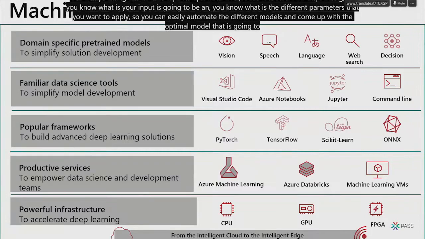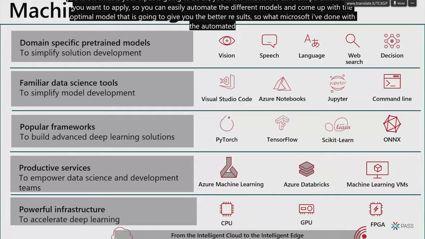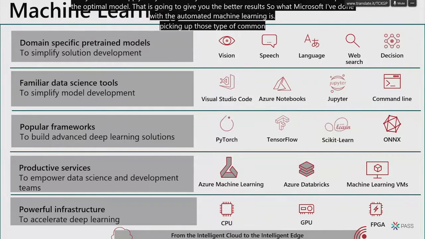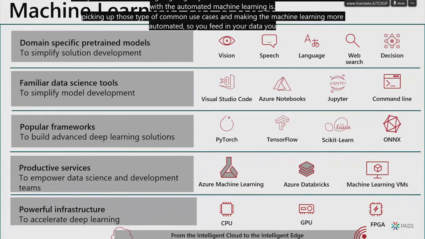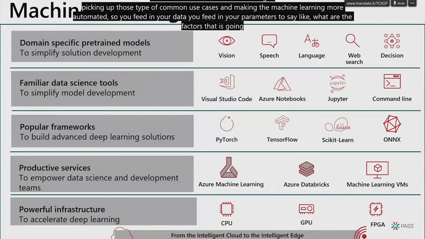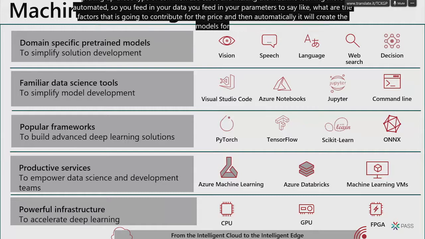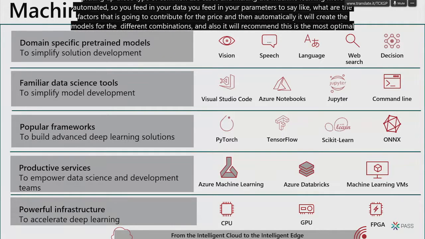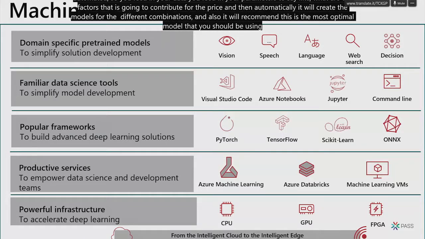So what Microsoft have done with automated machine learning is take those common use cases and make machine learning more automated. You feed in your data, you feed in your parameters to say what are the factors that are going to contribute to the price, and then automatically it will create the models for the different combinations, and also it will recommend this is the most optimal model that you should be using for your use case. And that's where automated machine learning is going to be valuable.